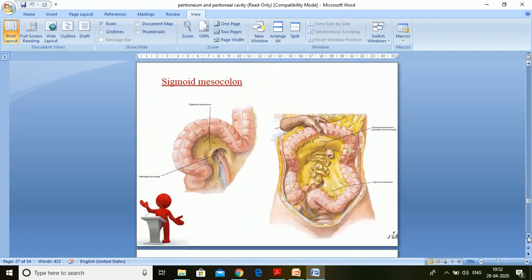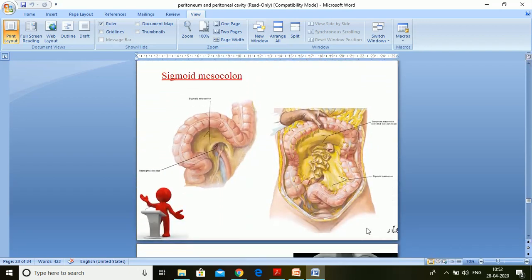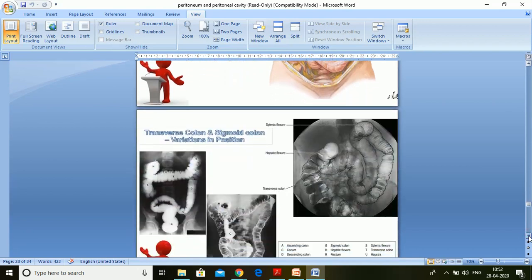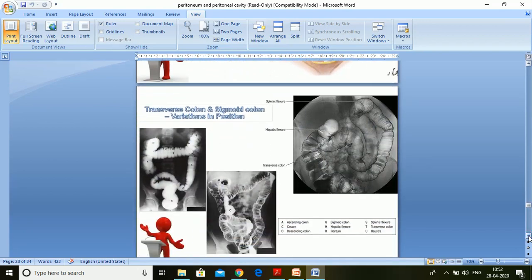The sigmoid colon. The sigmoid colon is an S-shaped colon which is seen in the hind part, and the sigmoid colon is also covered by the layers of the mesentery here. So these are the positions of the colon after the varied meal they have taken, a radiograph to show the foldings of the large intestine.